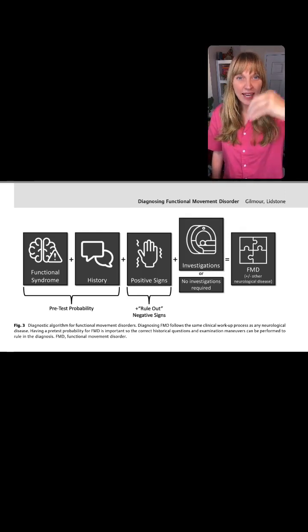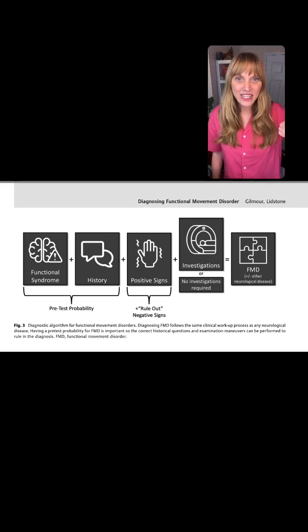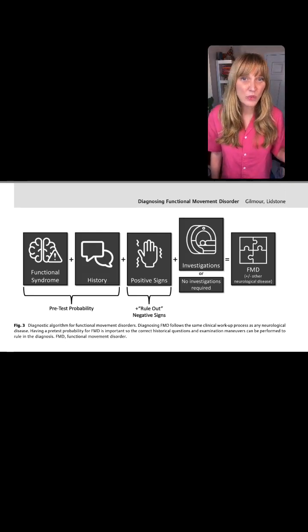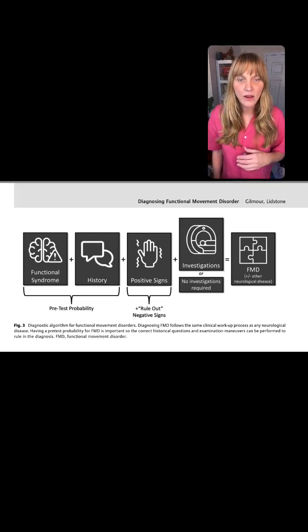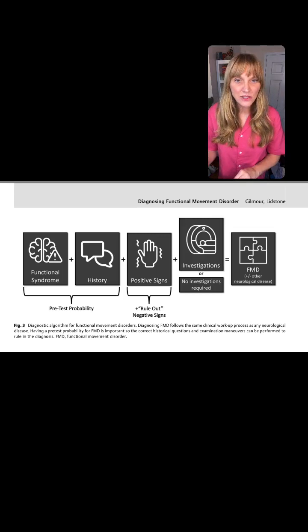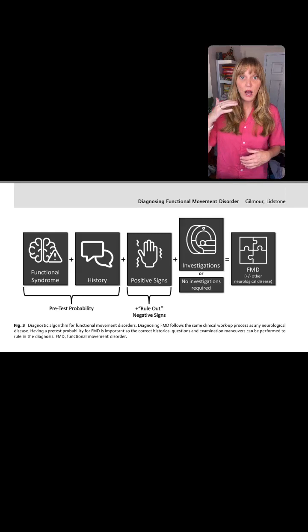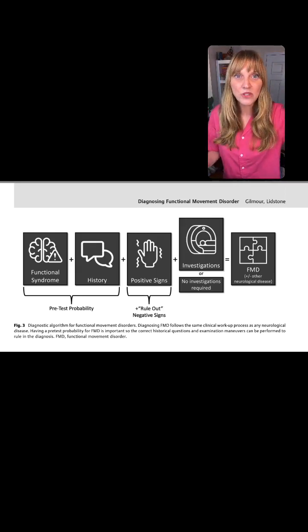So from the history and then the clinical signs, then you put together investigations. And you know what? Investigations aren't always warranted, but if they are, it would be things like MRI and EMG, and other maybe physiologic tests, blood tests and genetic tests and so on. And then you put together those puzzle pieces that might lead to functional movement disorders. It might lead to functional movement disorders and something else, which is very, very common, which is why I want to show you this picture from the article too.